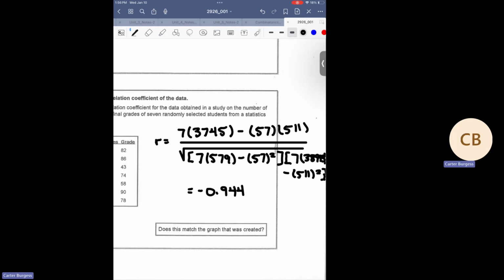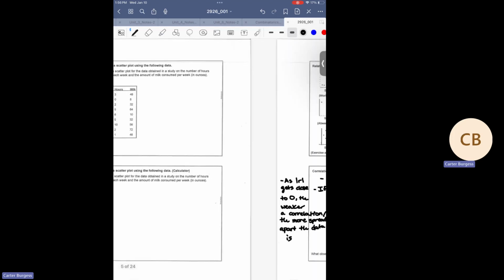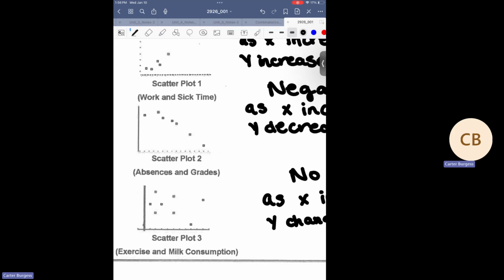So just enter in your data, make sure your stat diagnostics are on, stat, calc, linreg, either one works. R value is what we're getting. Does this R value make a lot of sense when we are considering the second scatter plot that we are comparing to? Does an R value of negative 0.944 make sense for this data? It's negative, so it's going down, and it is close to 1 because it's really, really compact. This makes a lot of sense that we get this kind of R value.